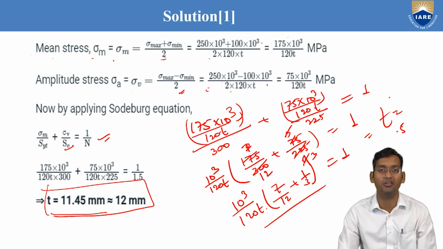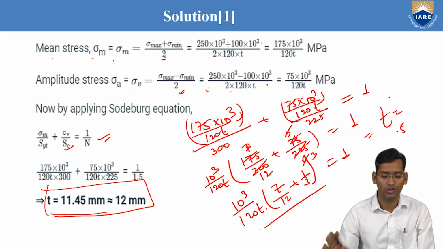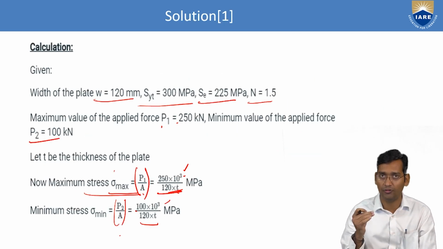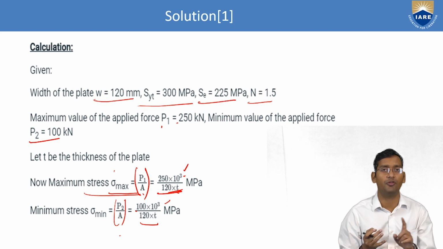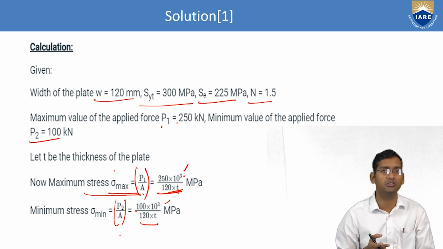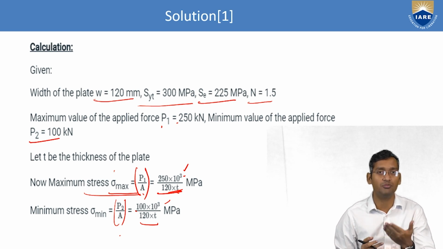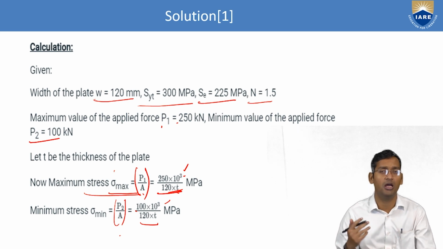11.45 mm, that is approximately equal to 12 mm. Okay, so just if you know the way to find this, what we did in class: if load is given, then we found sigma mean and sigma a. If sigma a and sigma m are directly given, then there is no need. Otherwise, use the maximum load and minimum load.